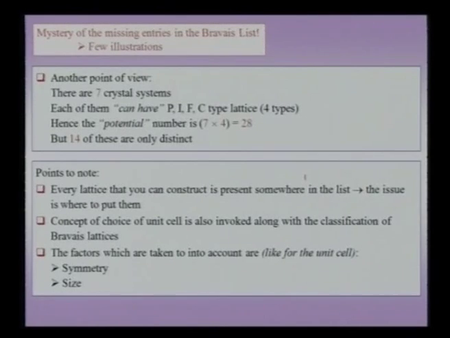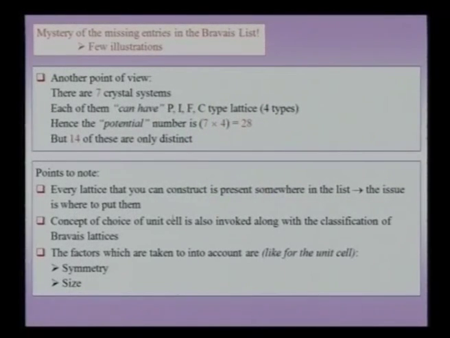And of course, the basic rule has to remain that it has to be a lattice, that means it has to have identical surroundings. We will use the concept of choice of unit cell along with the classification to understand the existence of these 14 Bravais lattices. And we have already seen that the 2 important concepts when we try to understand crystallography are the concepts of symmetry and size, which we shall invoke to understand the list of missing lattices.